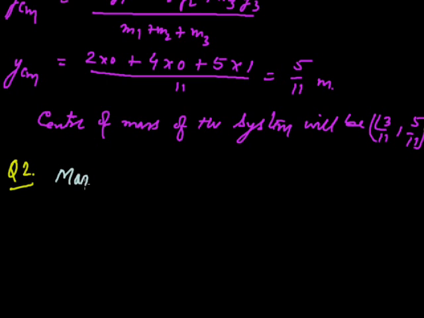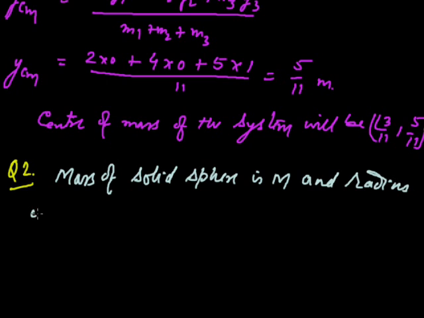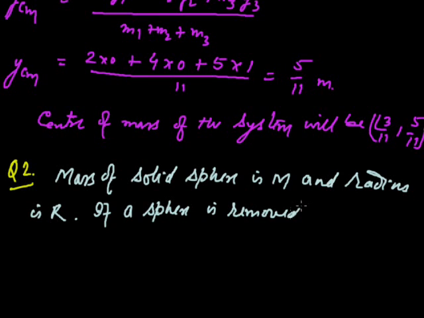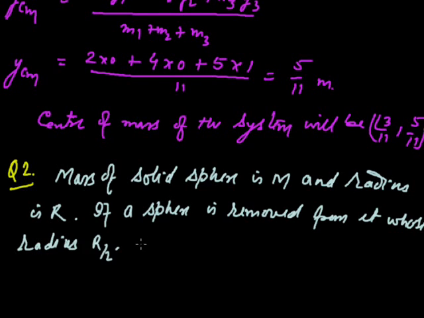The mass of a solid sphere is capital M and the radius is R. If a sphere is removed from it, whose radius is R by 2, find the center of mass of the remaining part.